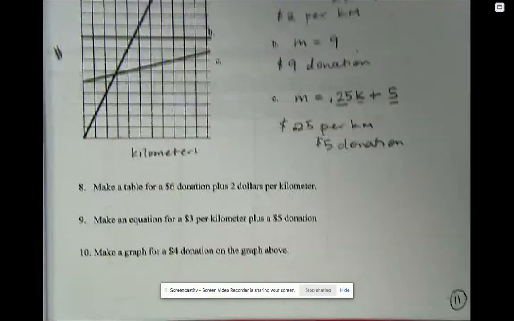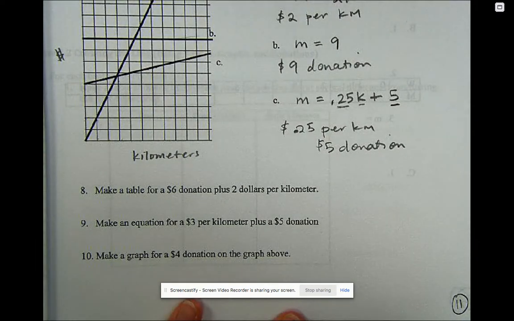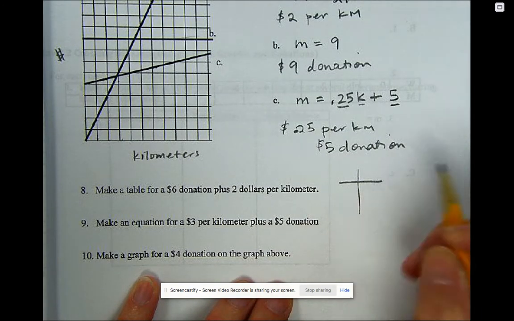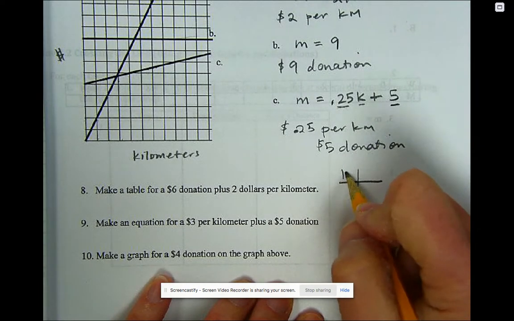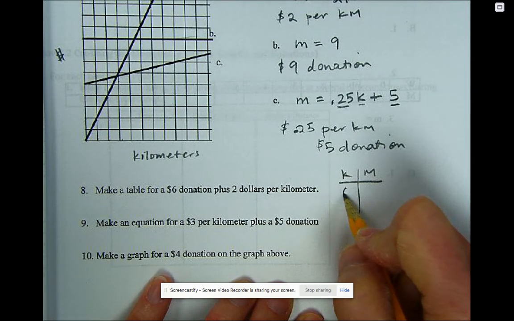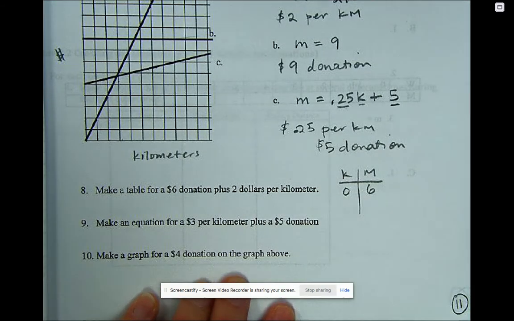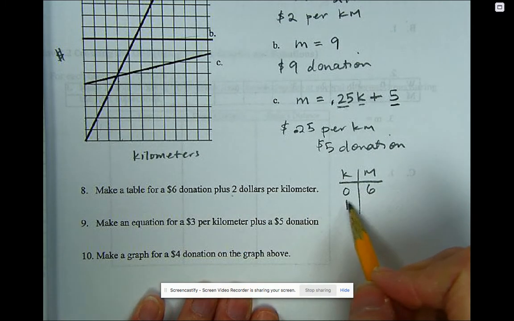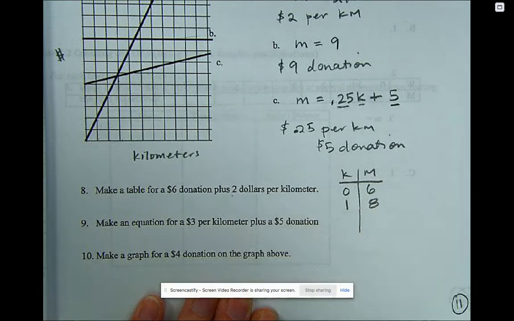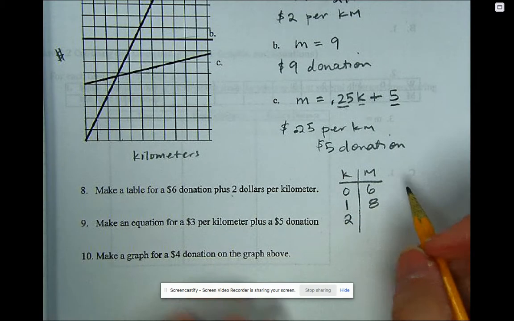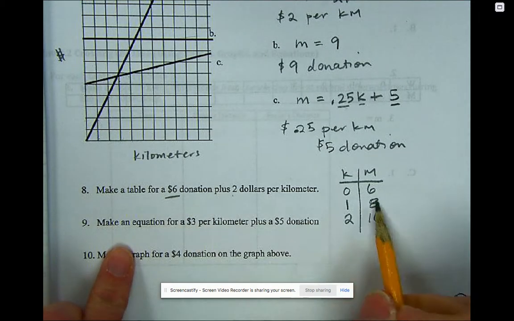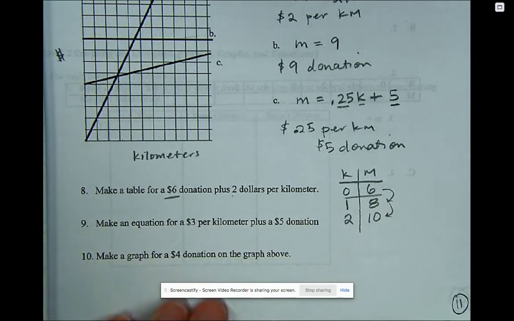Make a table for a $6 donation plus $2 per kilometer. Kilometers is 0, you're still going to get $6. Kilometers is 1, you're going to get $6 plus the $2 for that kilometer, so that'd be 8. If we walk 2 kilometers, 2 times 2 plus the extra 6, so it's going to go up to 10. Do you see how it's starting at 6, increasing by 2?